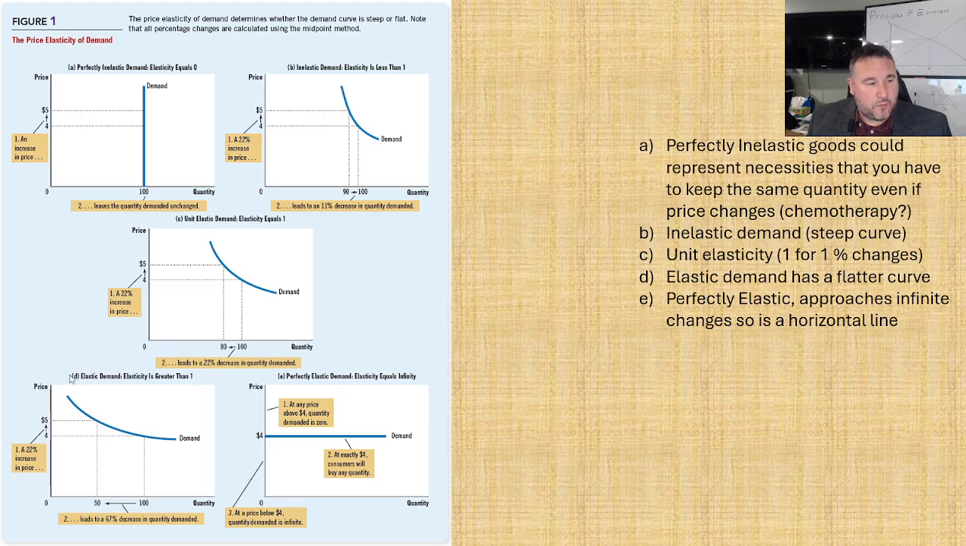Elastic, so value is greater than 1, it's going to be a flatter curve right here. So you see there's more of a change in Q for even a small change in P, so it's more elastic. And then perfectly elastic, there's infinite change.